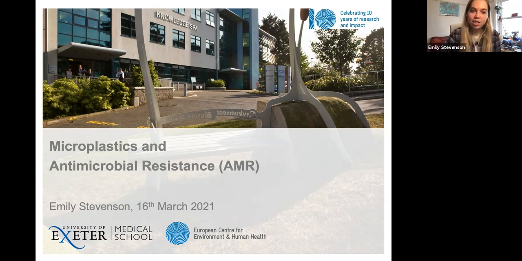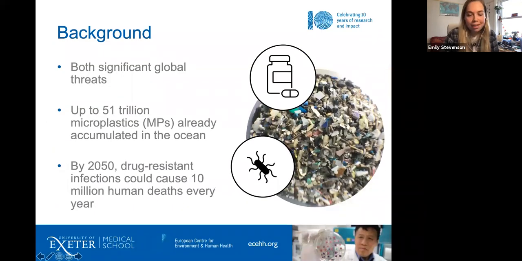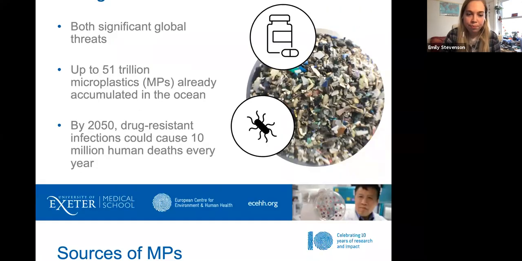And today I'd like to talk to you about microplastics and antimicrobial resistance, or AMR. So both microplastics and antimicrobial resistance in the environment are significant global threats. Microplastics, by definition, are any plastics less than 5 millimeters in size, and antimicrobial resistance involves microorganisms able to survive and reproduce in the presence of antimicrobials.